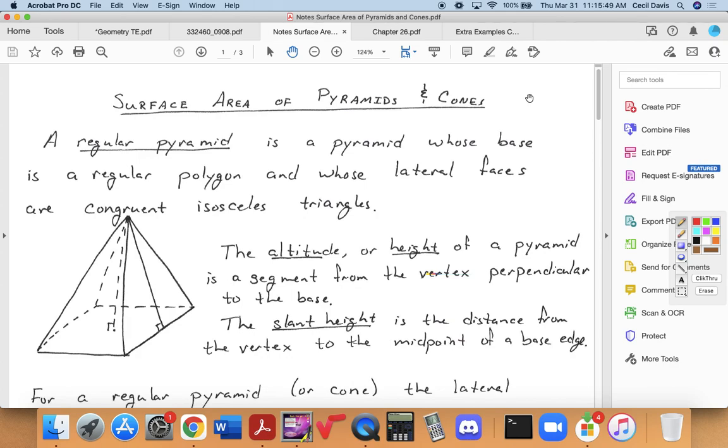The altitude, or the height of the pyramid, is a segment from the vertex perpendicular to the base. That is, if you were inside a hollow pyramid and you dropped something, the path that it would follow, or like a tent pole in the middle that goes straight down perpendicular to the ground. So the altitude or the height, we will use both interchangeably, is this segment right here in the middle.